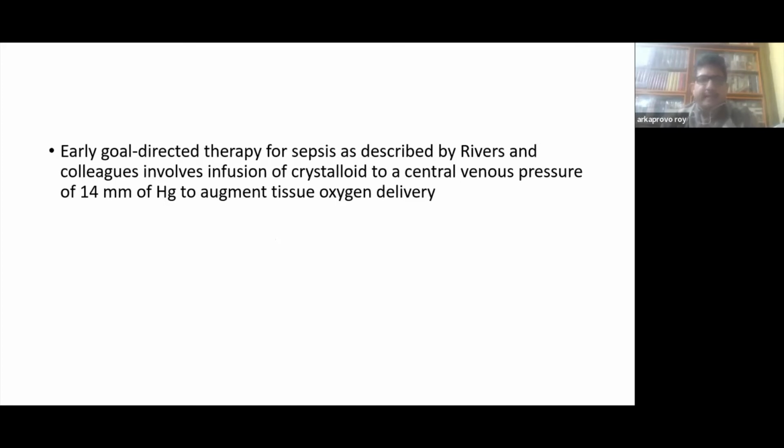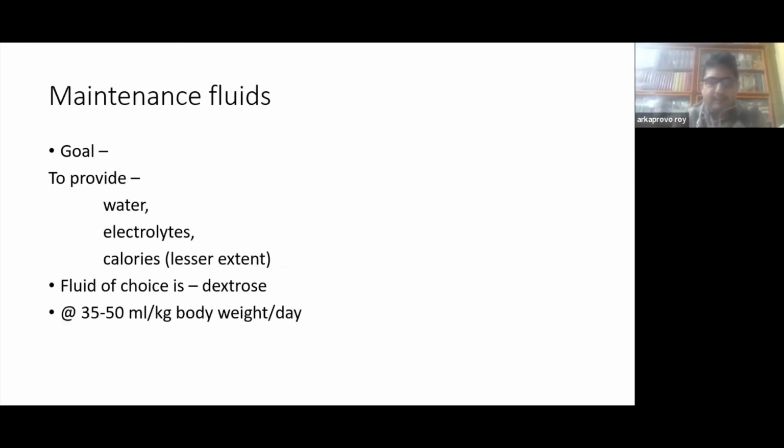Now, there is a study that early goal-directed therapy for sepsis, described by Rivers and colleagues, involves infusion of crystalloid to a central venous pressure of 14 millimeter mercury to augment tissue oxygen delivery. Next comes maintenance fluid. Its goal is to provide water, electrolytes, and to a lesser extent calories. Fluid of choice is dextrose, and it should be administered at the rate of 35 to 50 ml per kg body weight per day.